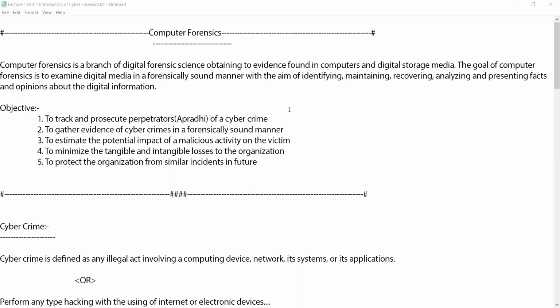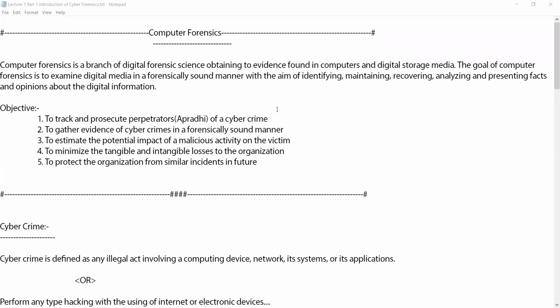So what is a forensically sound manner? It is a method in which we use different techniques, methodologies and methods for gathering the image, gathering the evidence, analyzing the evidence, performing different activities, and finding different clues from the evidence. This is the complete process of the forensically sound manner, with the aim of identifying, maintaining, recovering, analyzing, and presenting facts and opinion about the digital information. So this is a complete part of computer forensics.